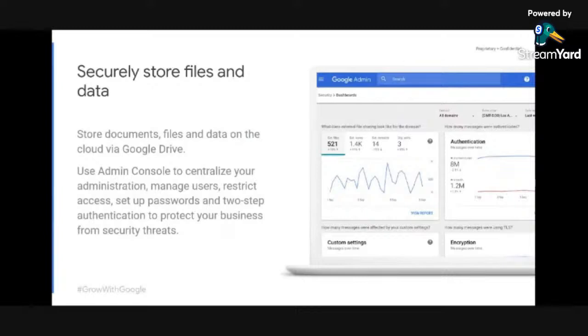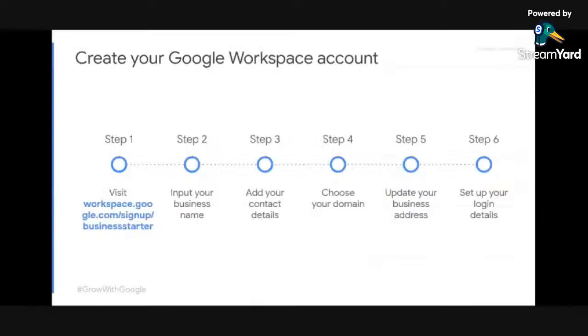To create your own Google Workspace account, you need to follow these 6 steps. First, you need to visit workspace.google.com. Sign up with this. Click Get Started and follow the steps below.